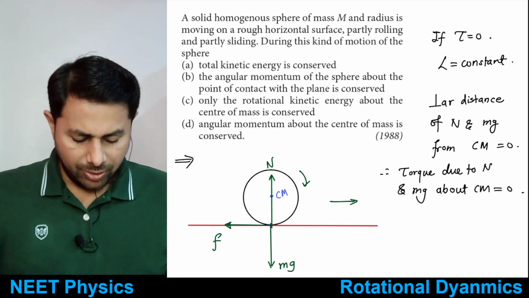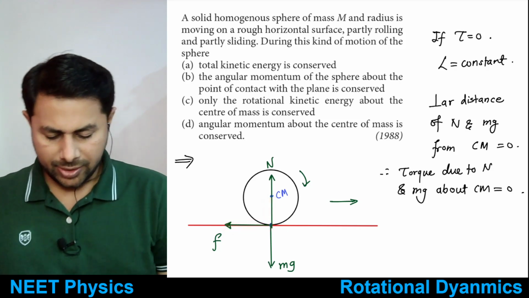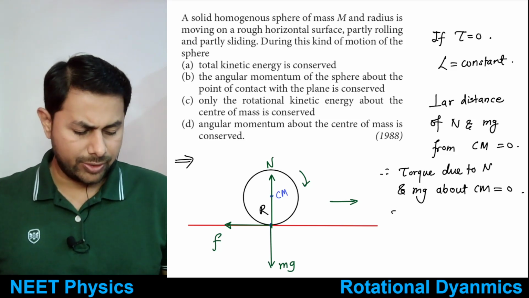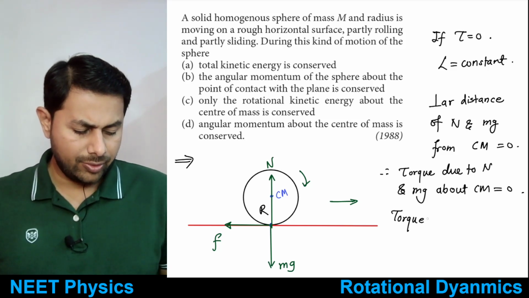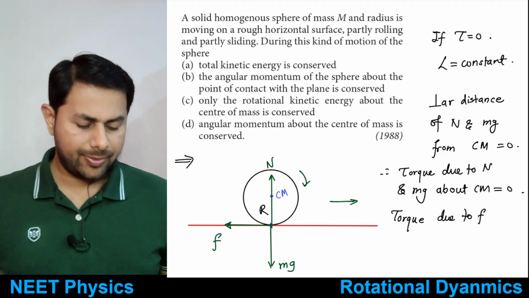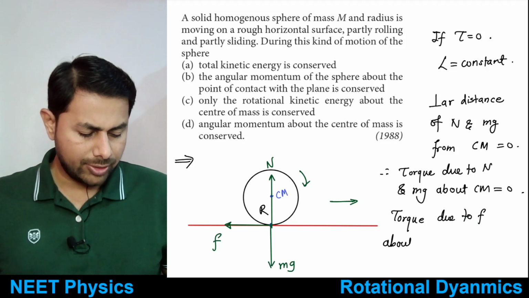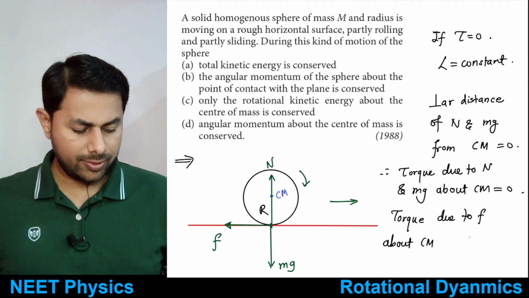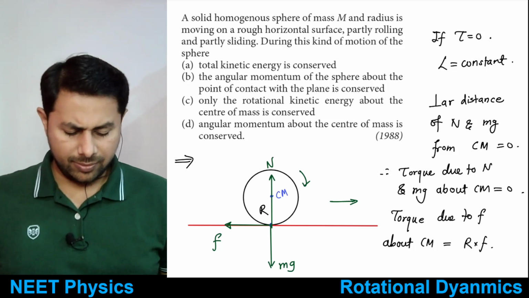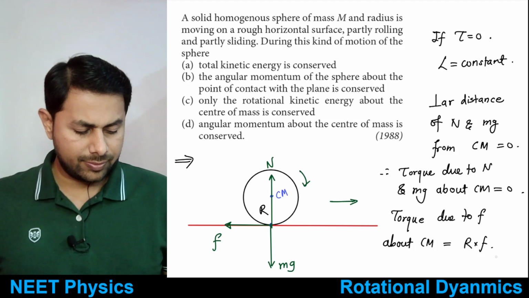But then you see the frictional force. The frictional force is at a perpendicular distance of r from the center of mass, so the torque due to the frictional force F about the center of mass is not 0. It is equal to r F sine theta, and the angle is 90 degrees, right? So this is not equal to 0.